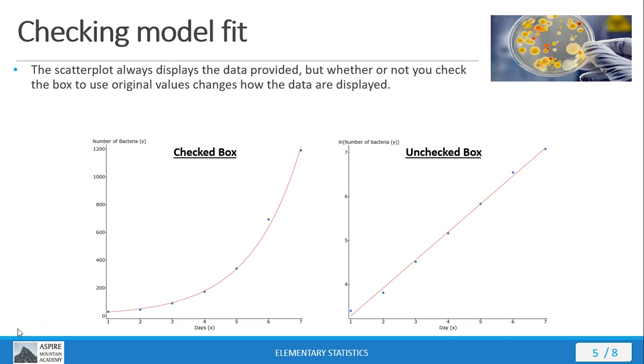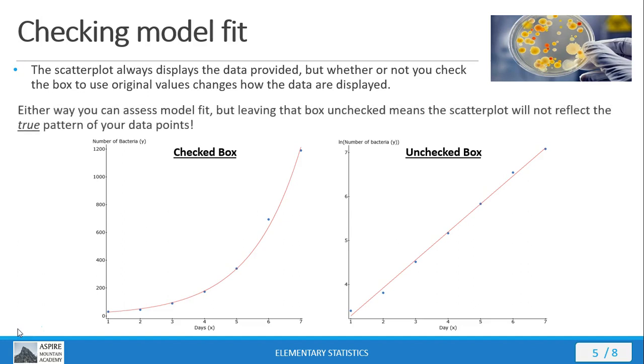And so, yes, you can judge the model fit here, but you won't see the true pattern that your data points are showing you on the scatter plot. That is hidden. That's obscured. So make sure you check that box there in the data transformation section so that you can get the true pattern of your data points when you look at your scatter plot.